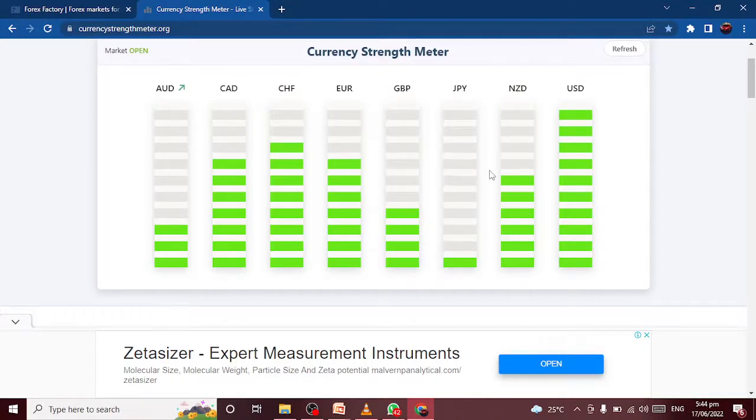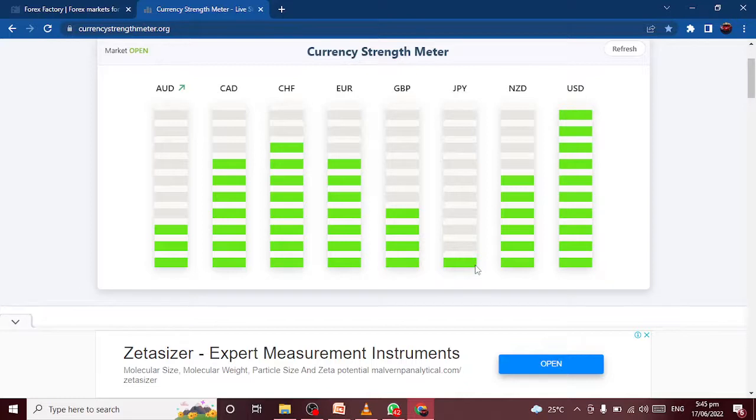So sometimes when you want to trade this strategy, you trade the strongest versus maybe an average one. Just look at this. NZD is half, USD is full. Do you understand? So I would prefer to trade NZD USD or GBP USD. Do you understand? I will not want to trade USD JPY on this strategy.